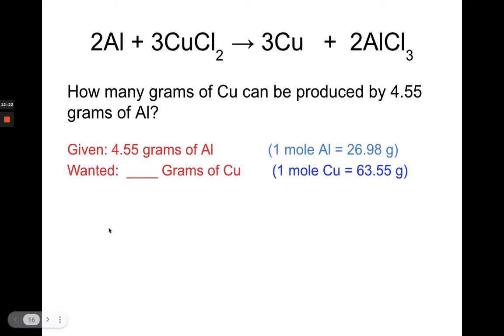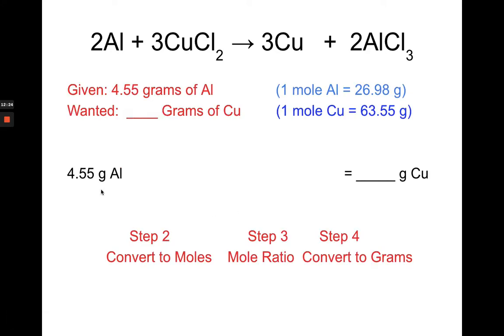So I put them here. We're going to have to set it up. 4.55 grams of aluminum equals how many grams of copper. Now we're going to do each of the steps, starting with the balanced equation and us setting it up. We need to change grams of aluminum because it's not 2 grams to 3 grams. It's 2 moles to 3 moles. So we have to convert this to moles.